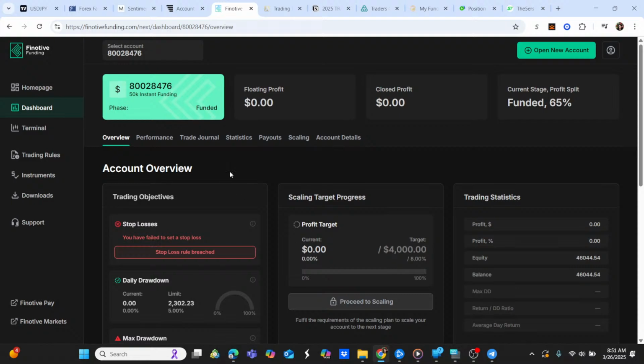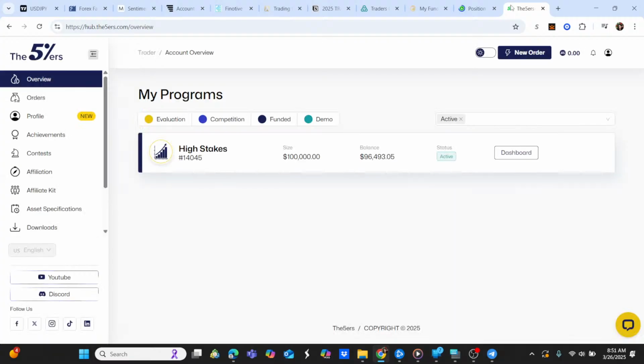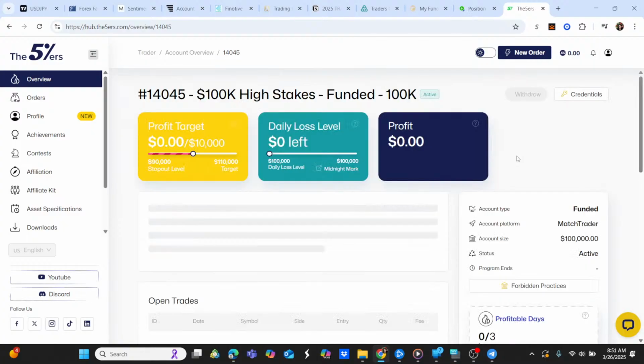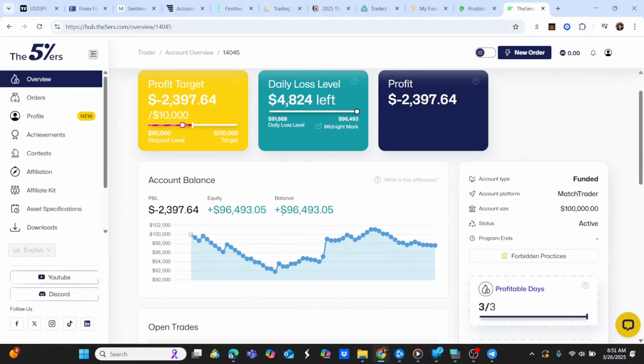All right. And if we go into the last account, which is the 5%ers, go into dashboard right here. And as you can see, everything is still the same with the equity curve. Nice equity curve in my opinion. Just waiting patiently for another opportunity to make new highs.